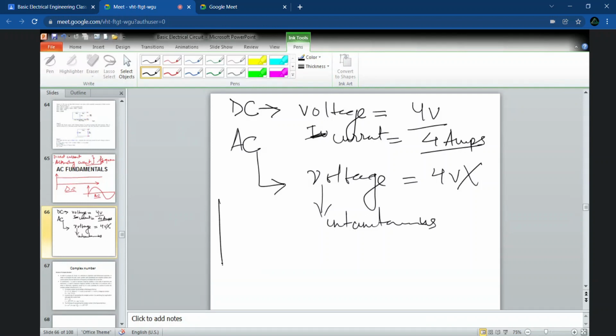Means we need to see the value, say for example, this is voltage versus time. We need to see over here that at every instant, say for example, we have one cycle which is of some sort of time interval.